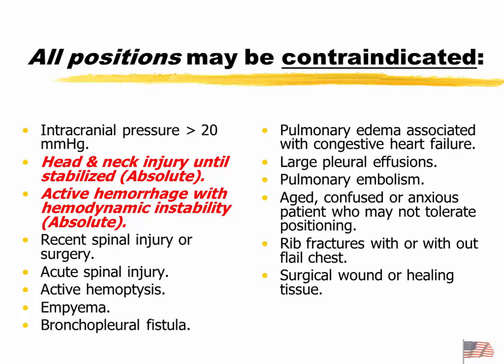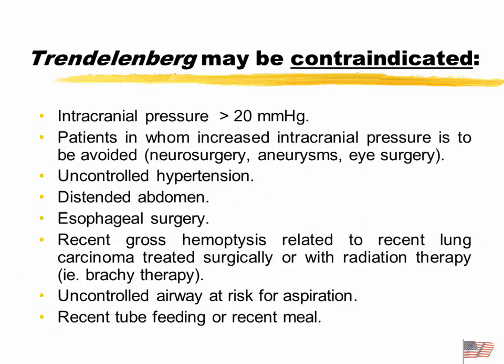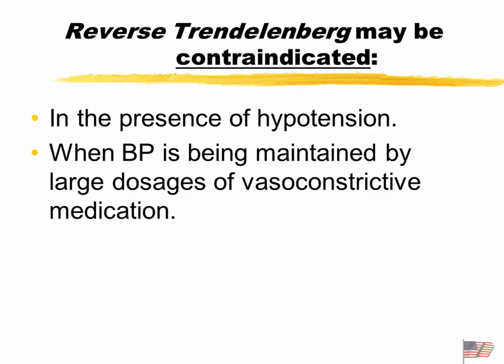So here's some examples of where all positions may be contraindicated. Head and neck injury until they're stabilized. Hemodynamic instability, increased ICP. You can kind of look at them there. Where Trendelenburg may be contraindicated with the head down, certainly ICP, uncontrolled hypertension. And then reverse Trendelenburg, where the patient is hypotensive and can't tolerate having their head in an upright position.